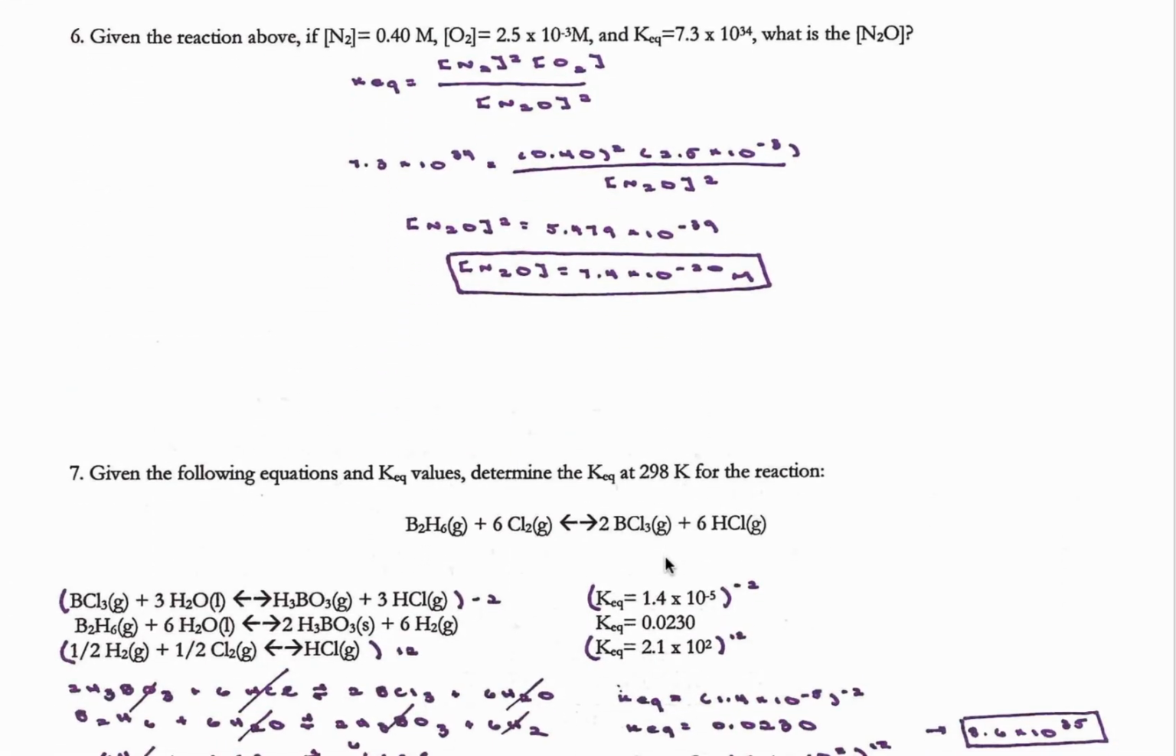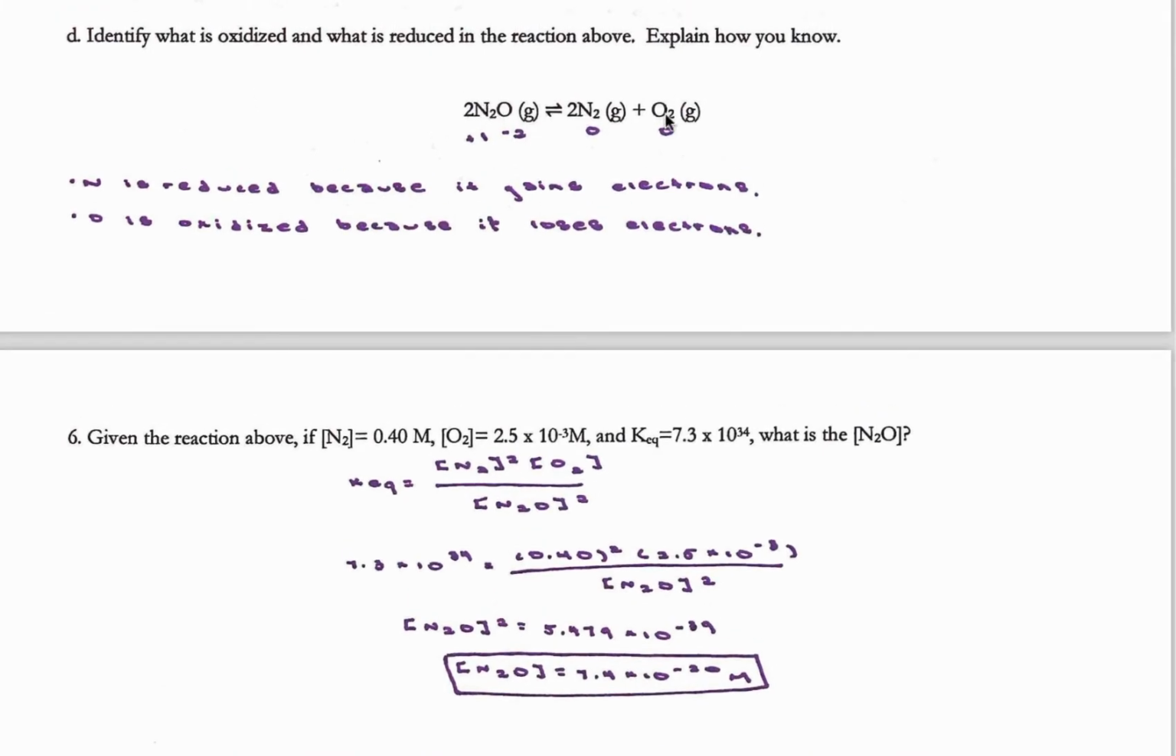All right, for 6, given that reaction, what is the concentration of N2O? So I wrote out, this was from this problem right here. So this definitely should have been the beginning of 6. I apologize. This is 6, and then this would be 6b. But I'm going to use this reaction here. So I've got N2 squared times oxygen all over concentration of N2O squared.